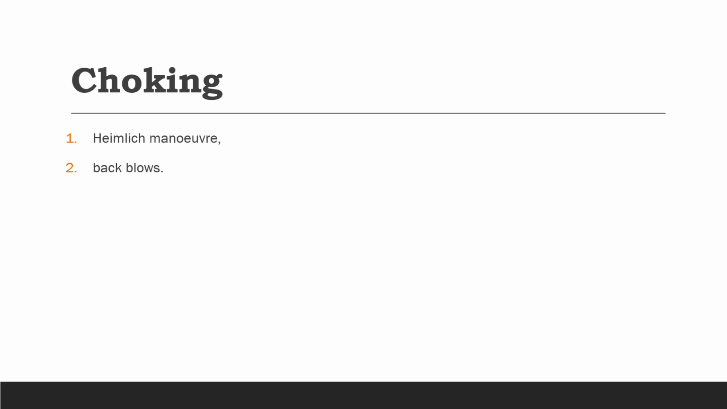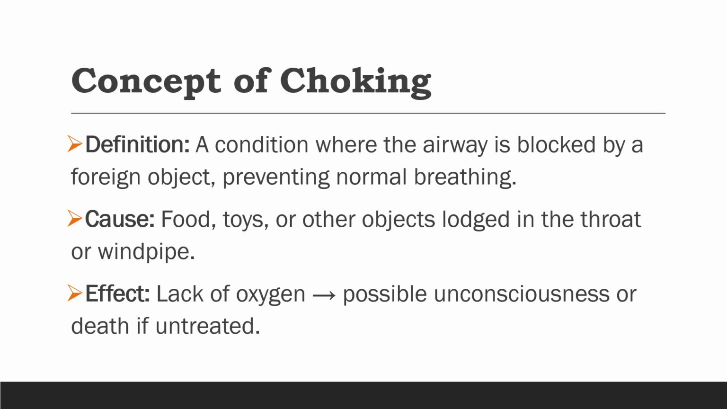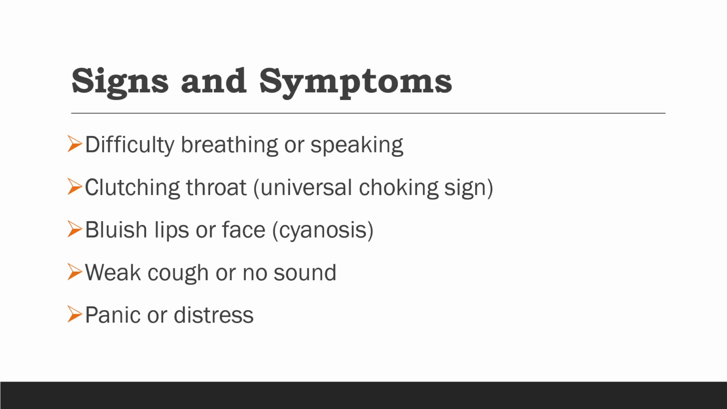Then choking. There are two ways, like the Heimlich maneuver and back blows. Concept of choking: a condition where the airway is blocked by a foreign object, preventing normal breathing. Causes: food, toys, or other objects lodged in the throat or windpipe. Effect: lack of oxygen, so possible unconsciousness or death if untreated. Signs and symptoms: difficulty breathing or speaking, clutching throat, the universal choking sign, bluish lips or face, cyanosis, weak cough or no sound, then panic or distress.